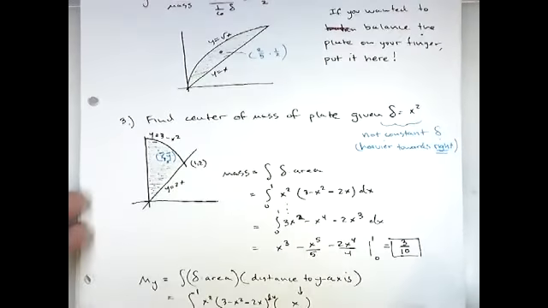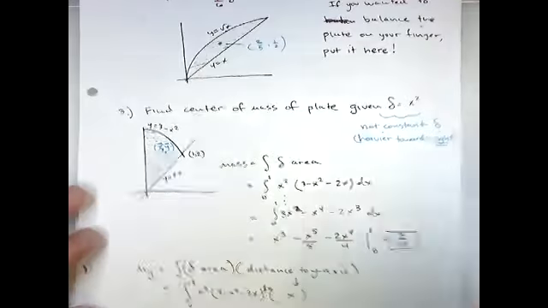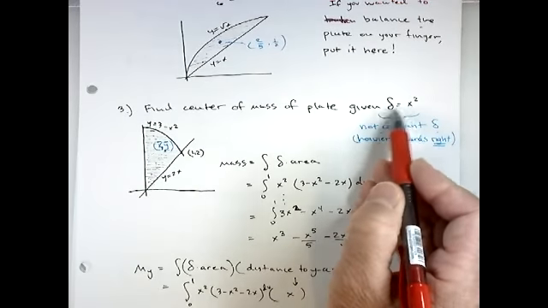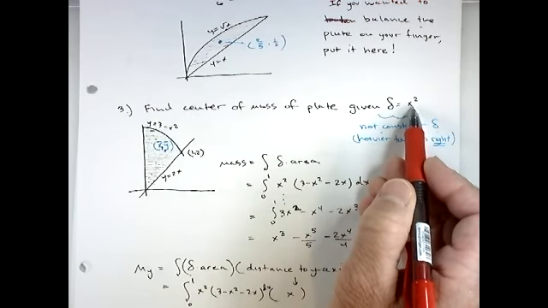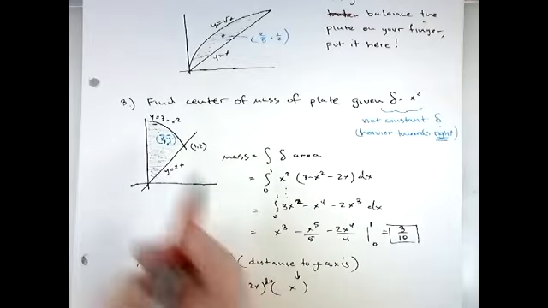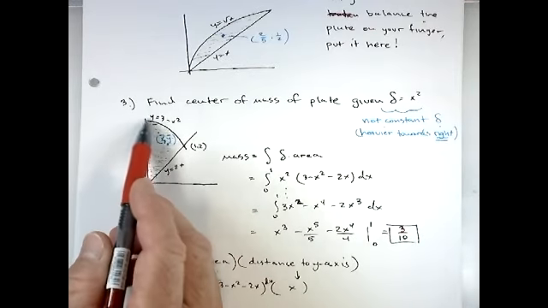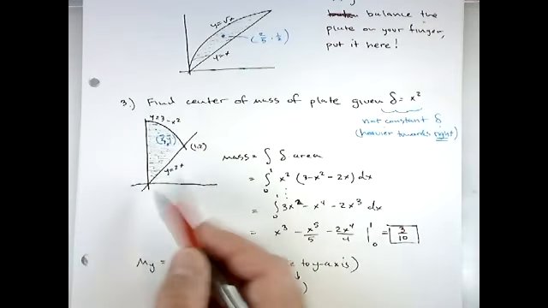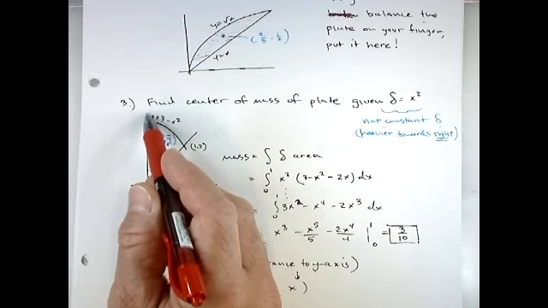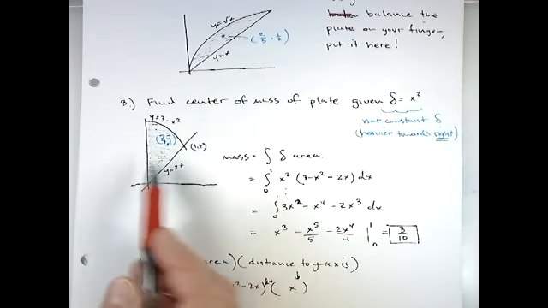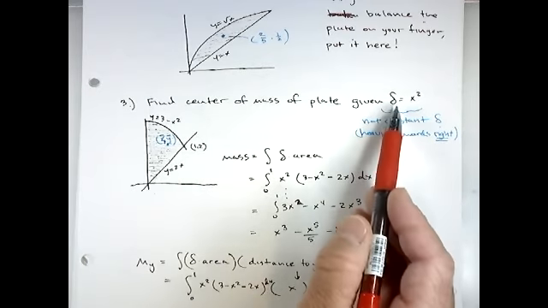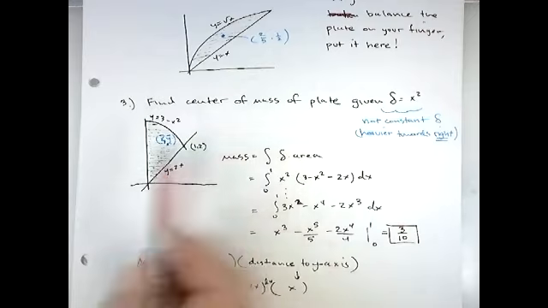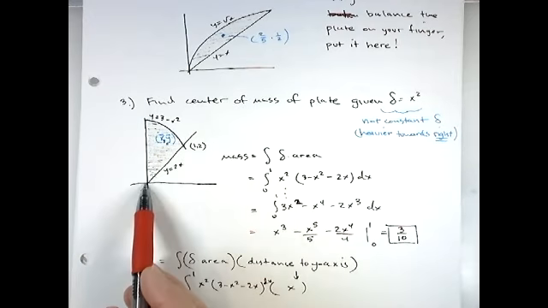Let's do one more thin plate. This time, our thin plate does not have a constant density. The density is x squared. Okay. And our plate is the area between y equals 3 minus x squared, y equals 2x, and the y-axis. So if the density is not constant, let's think about this now. It's a function of x.